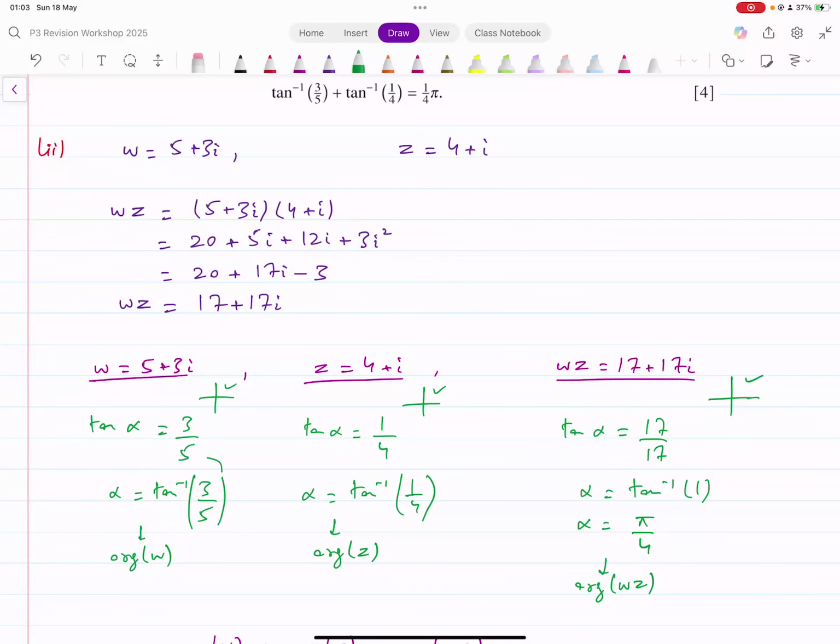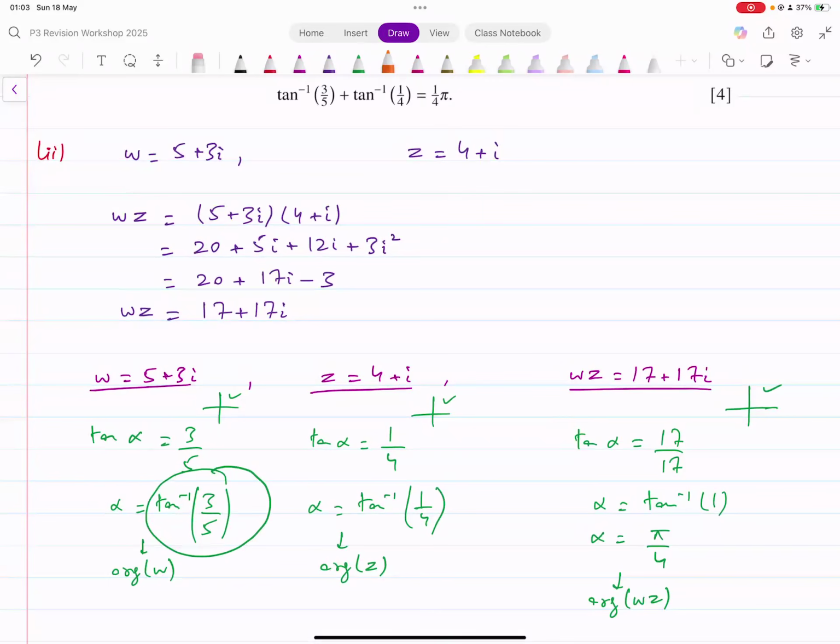For the first one, it turns out to be tan inverse of 3 over 5. Now you keep it in this form. Do not convert to decimals, because the equation that they want has exact values there. Find the argument of this as well, tan inverse of 1 over 4. And for WZ, it becomes tan inverse of 1. Tan inverse of 1 actually is an exact value, and that's pi over 4. So now you're getting that the argument of WZ is pi over 4, and the other two arguments are these two.